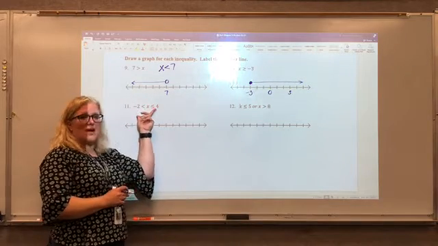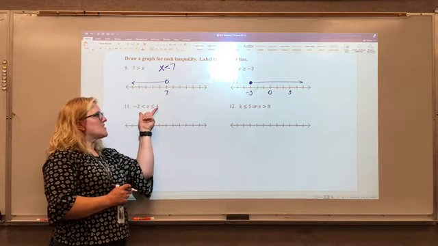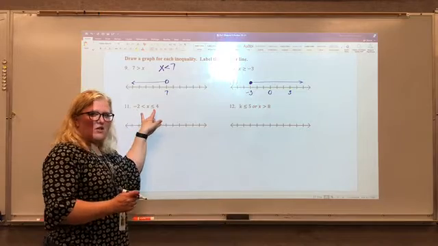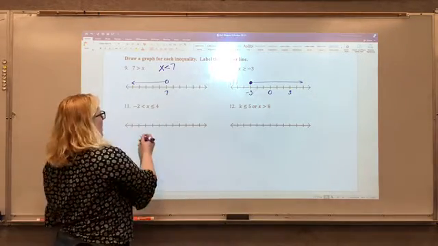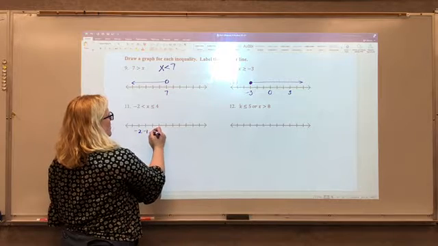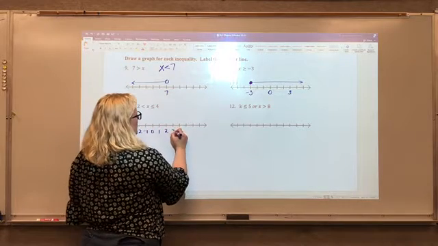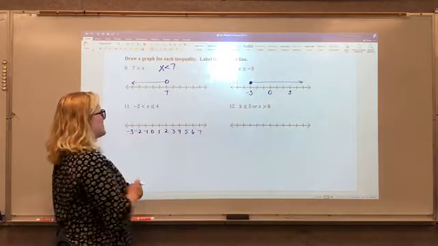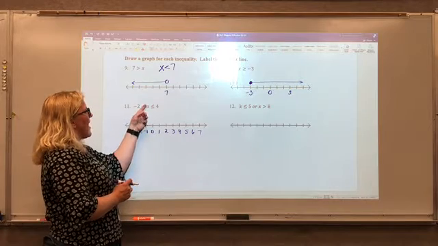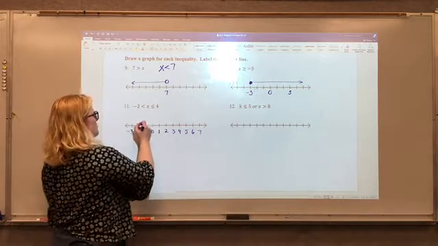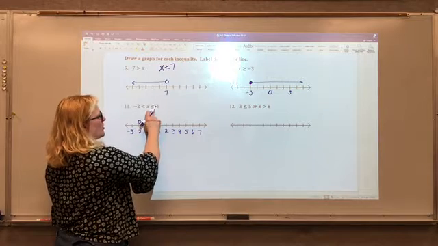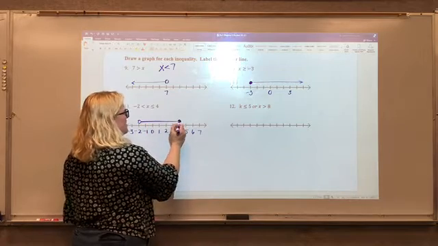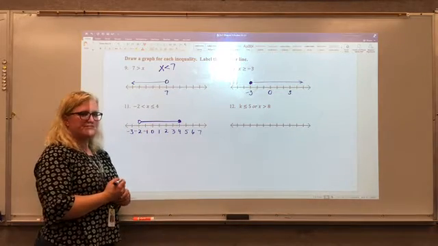Now this is a compound inequality, and remember, this x is being sandwiched between these two numbers. And for these, I probably would label them a little bit better. So I've got negative 2, negative 1, 0, 1, 2, 3, 4, 5, 6, 7. There's a negative 3 here if I want that. Okay, so I have an open circle at negative 2, and I have a closed circle at 4. And then since it's sandwiched in, it just gets connected like that.